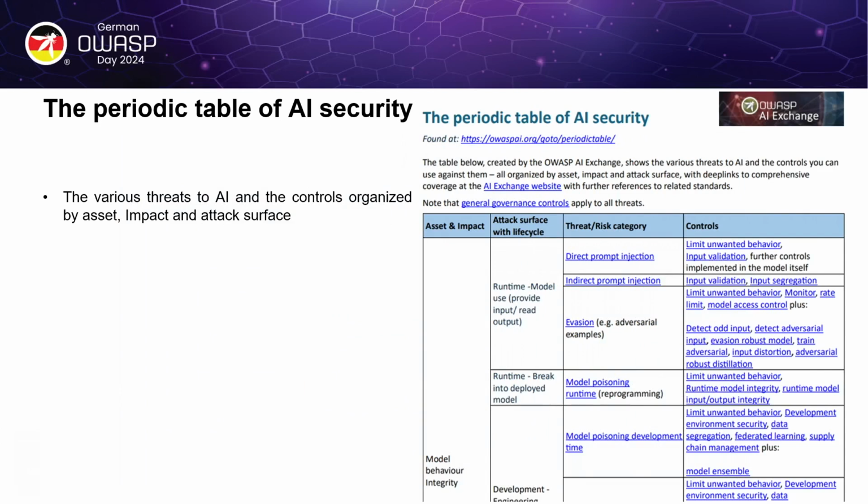We have, again, another wonderful table, which we call the periodic table of AI security. It shows the various threats to AI and controls organized by asset, impact, and attack surface. This is a huge table, but I could only put a little bit of information here. For example, you can see the model behavior integrity, the attack surface with life cycle would be runtime model use, and the threat and risk category would be direct prompt injection and indirect prompt injection. And we categorize the different controls as well here, for example, limit unwanted behavior or input validation. And as you can see, this is again clickable. If you click on it, you can see all the detailed information.